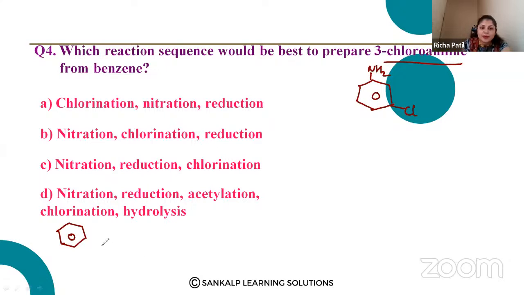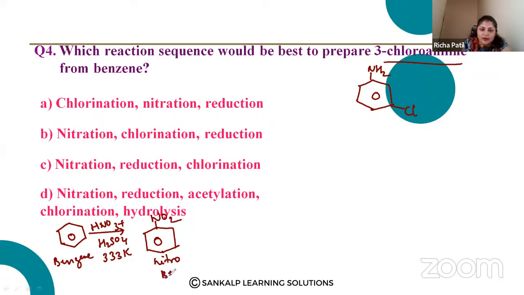I'll tell you. First, with benzene, you're going to do nitration: HNO3 plus H2SO4, at a temperature of 337 Kelvin. Benzene is treated with the nitrating reagent, HNO3 and H2SO4, and nitration occurs, introducing NO2. So this is nitrobenzene.